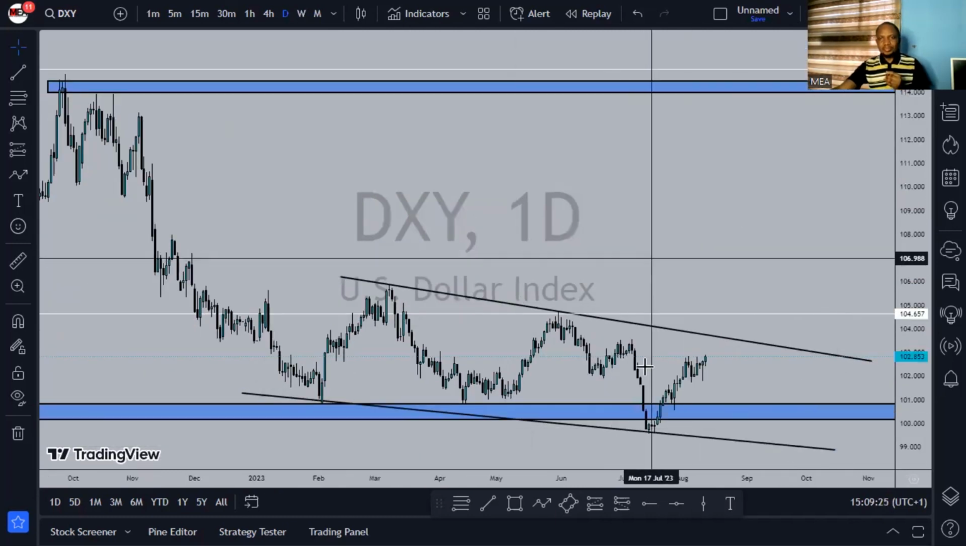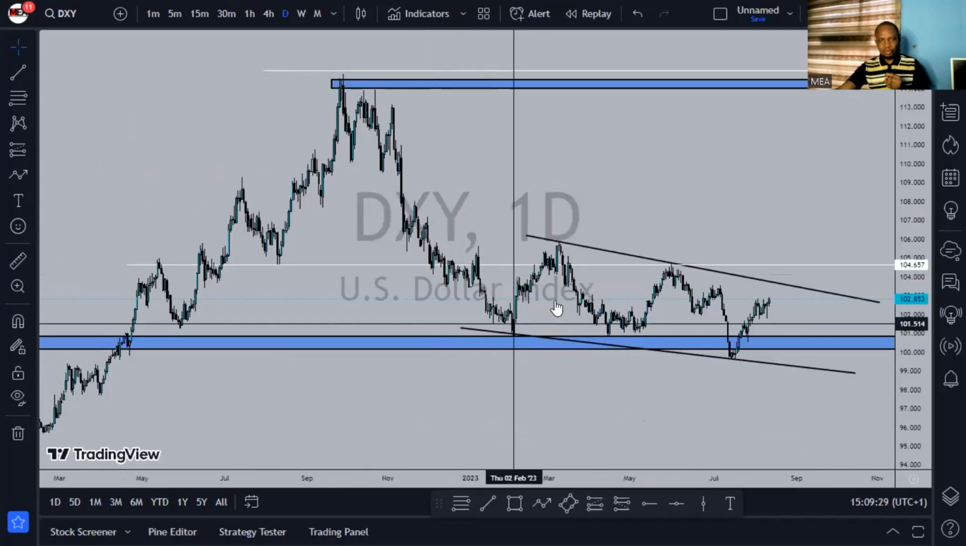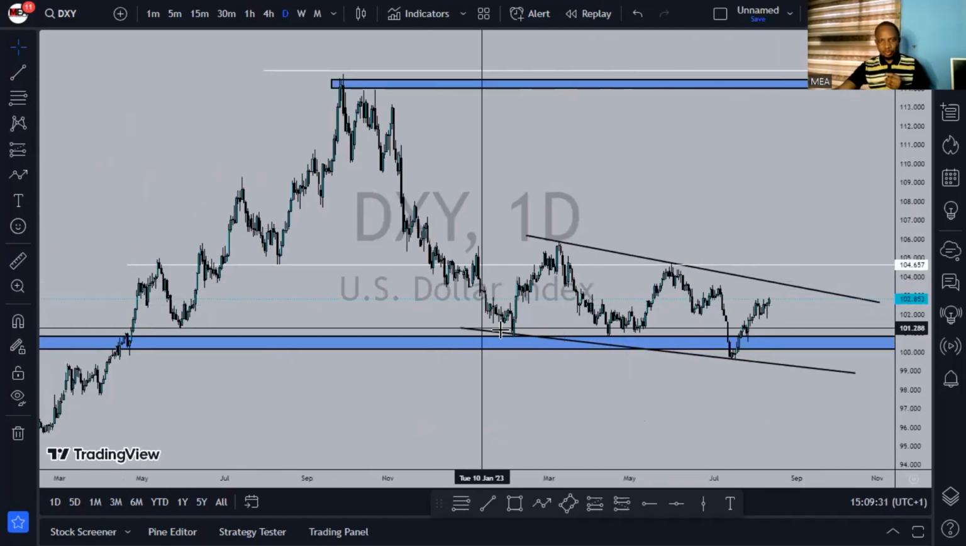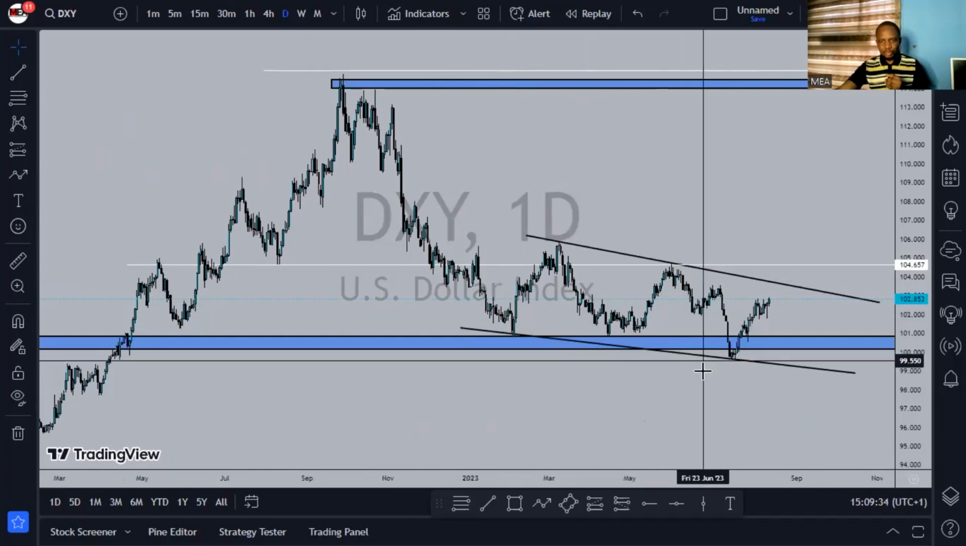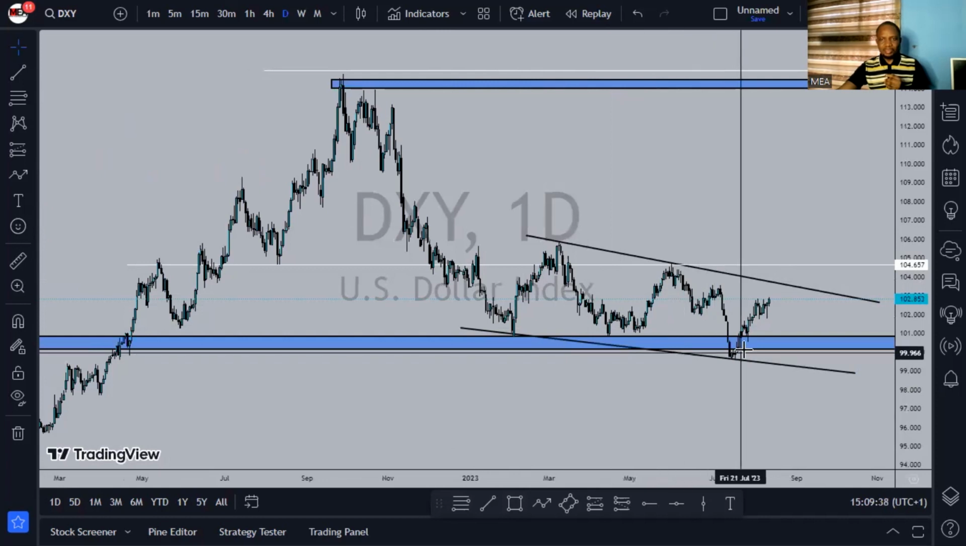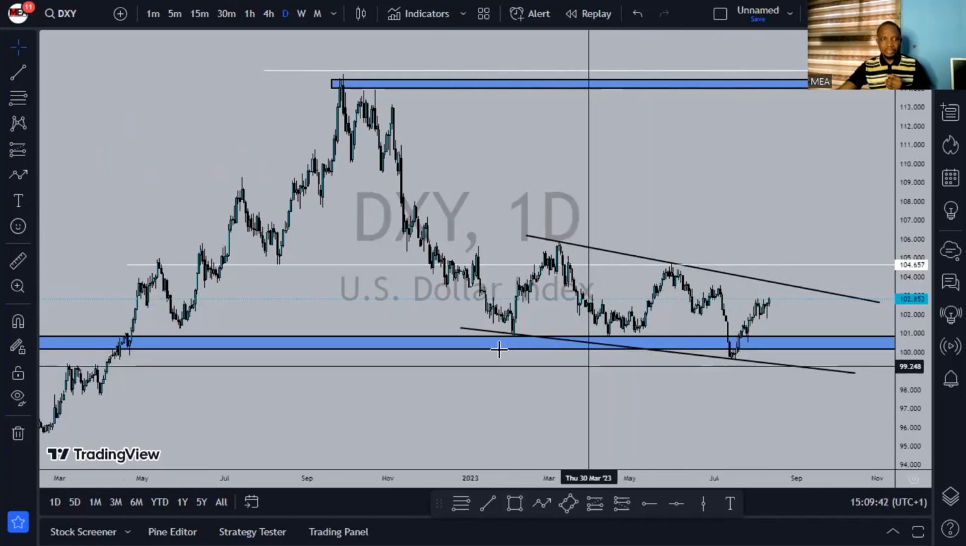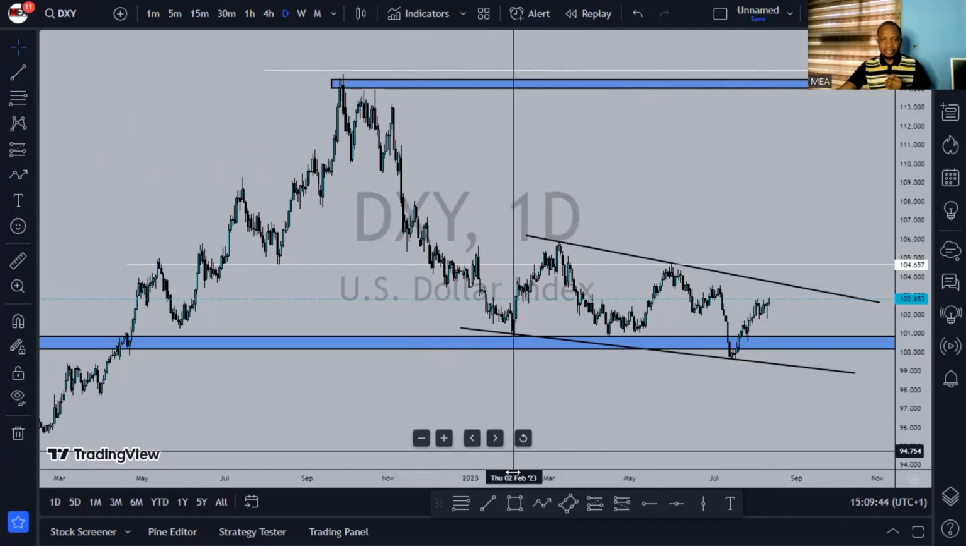And if you look closely, you see this pattern that I'm seeing. I know that this is a continuation pattern, but this is what we call an inverse head and shoulder. It's a reversal pattern in the forex market. I see an inverse head and shoulder.